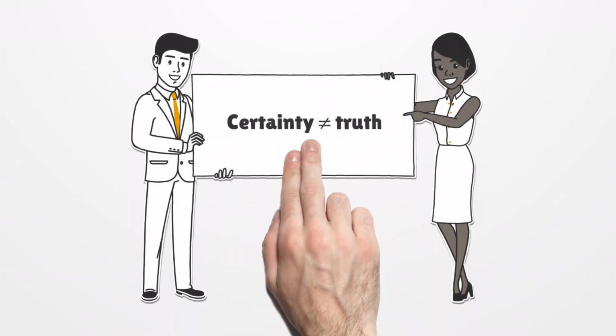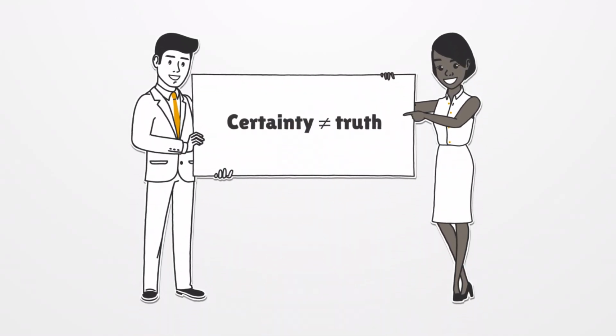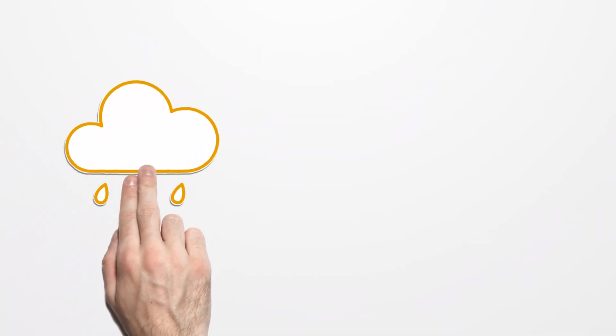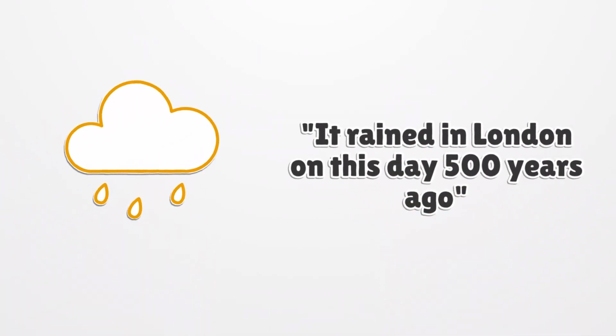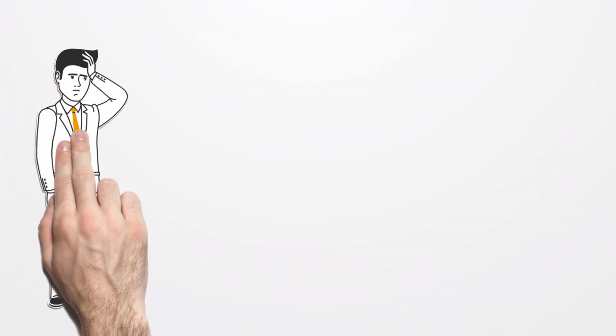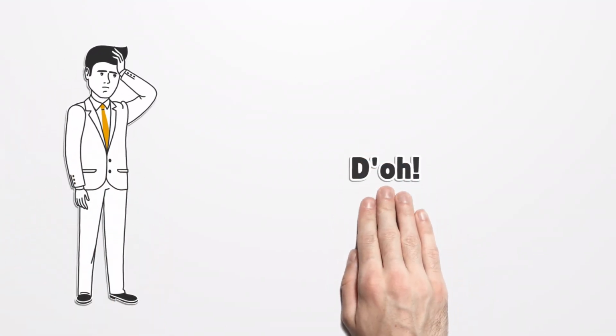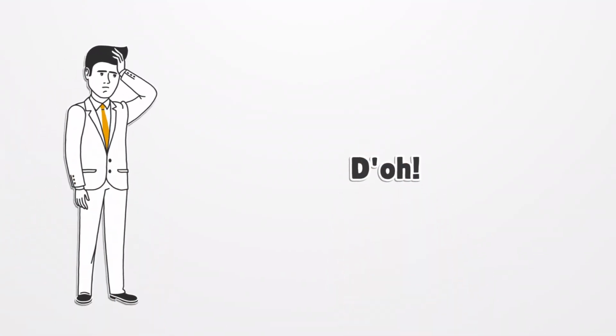Certainty is not the same thing as truth. Something can be true or false, even if nobody could ever be certain about it, or even know it at all. For example, we know that the statement, "It rained in London on this day 500 years ago," must either be true or false, but we can't now know which it is. It's also possible to be certain of something that's not true. In that case, you'd just be wrong. But we've all done that at some time in our lives.